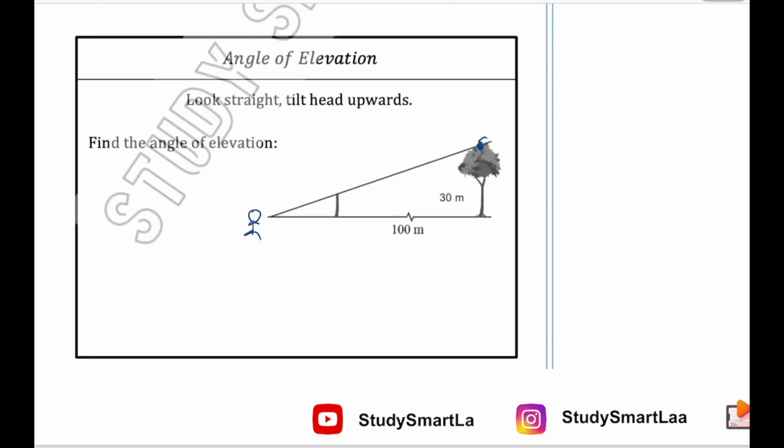So over here, imagine looking straight, and then you tilt your head upwards to look at the apple on the apple tree. So from this position to this position, that will actually form a triangle. You can use that to construct a right angle triangle. So this is actually a right angle triangle where this is the height of the apple tree. This is the distance between you and the apple tree. So distance.